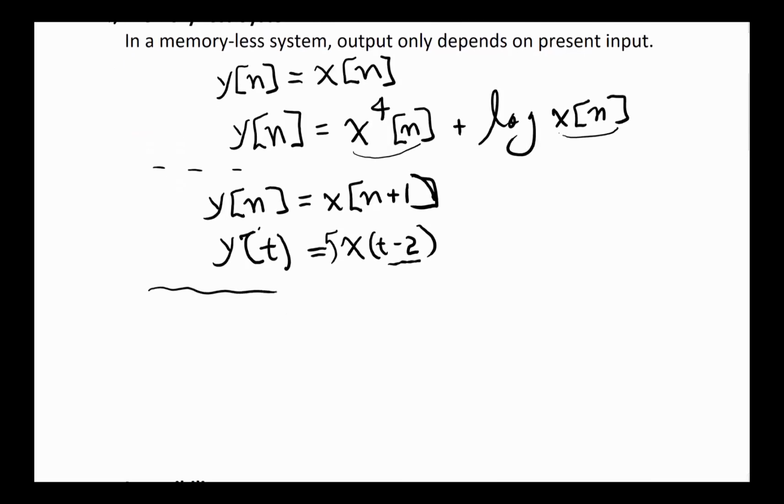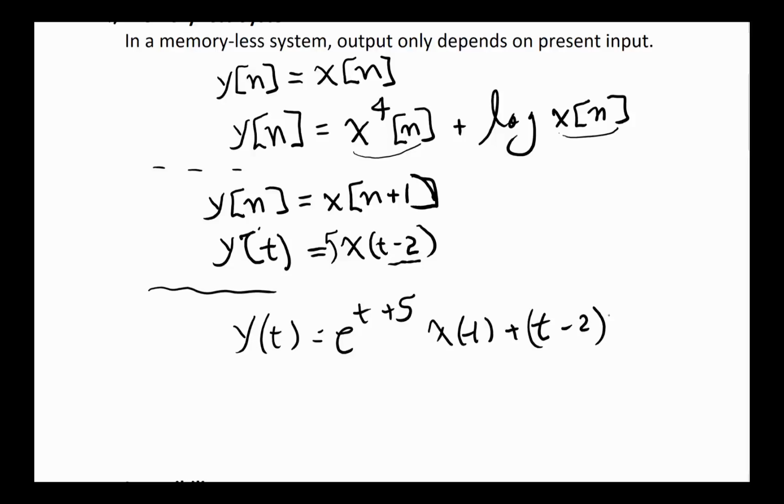And then for extra credit, how about this one? y of t equal to e to the t plus 5, times x of t, plus t minus 2 times x of t squared. You notice we've got t plus 5 and t minus 2, but none of these shift the input. y of t still depends only on the present input, so this one is memoryless as well. So that's basically the property of memoryless system versus memoried system, property number 1.